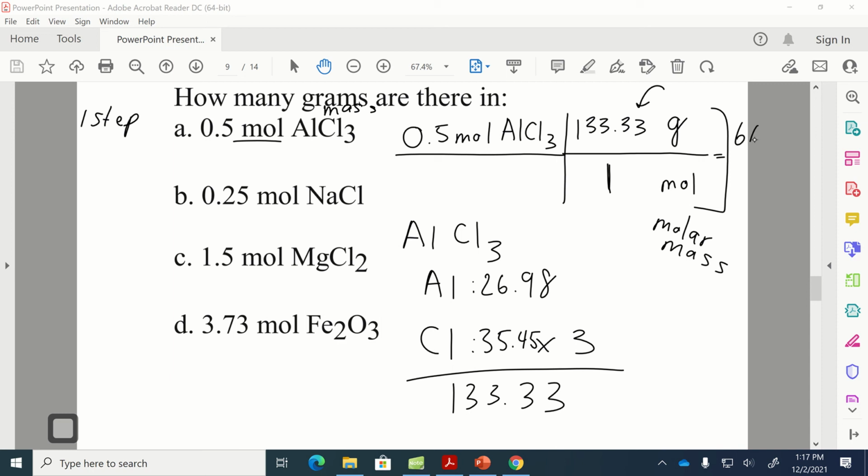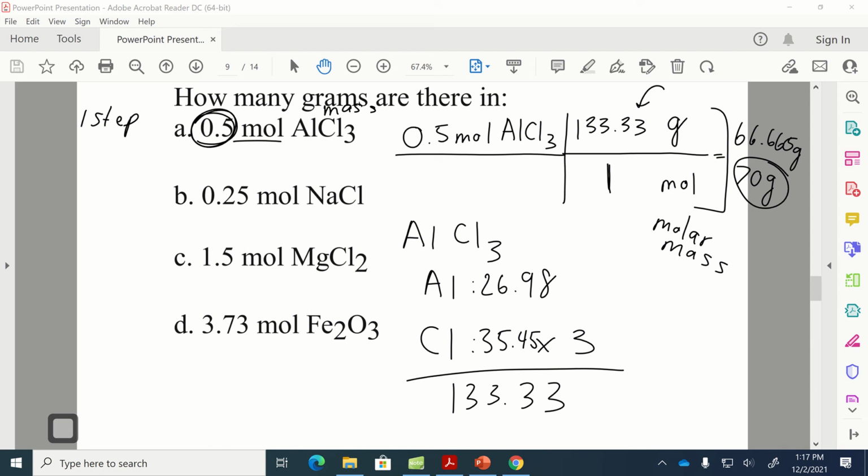It does come out to 66.665 grams, but this is not a great problem because how many sig figs do I have here? Just 1, so I need to round this all the way to just 70 grams. But that's significant figures. Okay. So 70 grams. Okay. So that's that part.